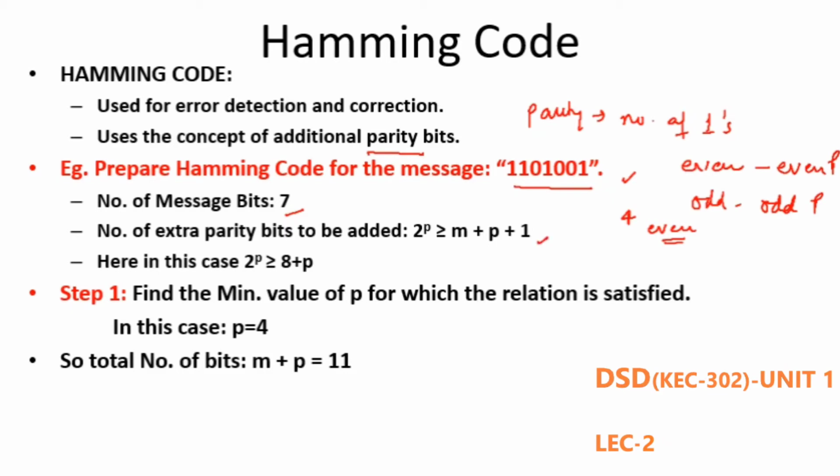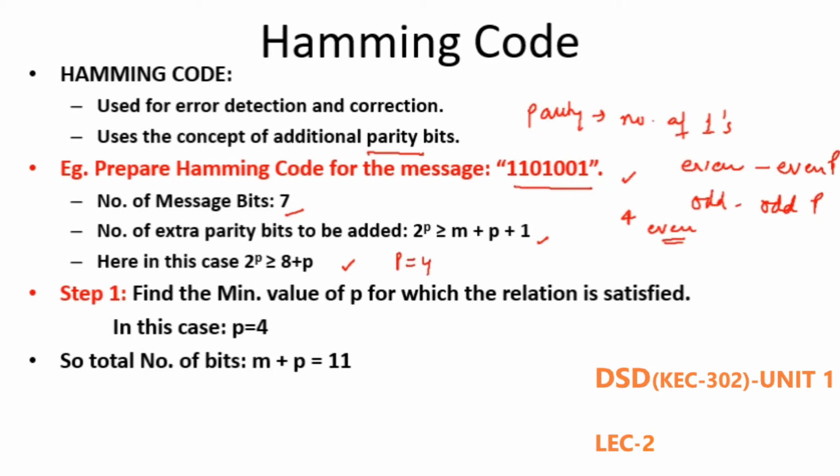This is the formula. And if I put m is equal to 7 in this, so this formula reduces to this, and I have to find the minimum value of p for which this relation is satisfied. So if I start putting from 0, 1, 2, 3, I can easily see that this relation is satisfied for p is equal to 4. So p is equal to 0, 1, 2 and 3.